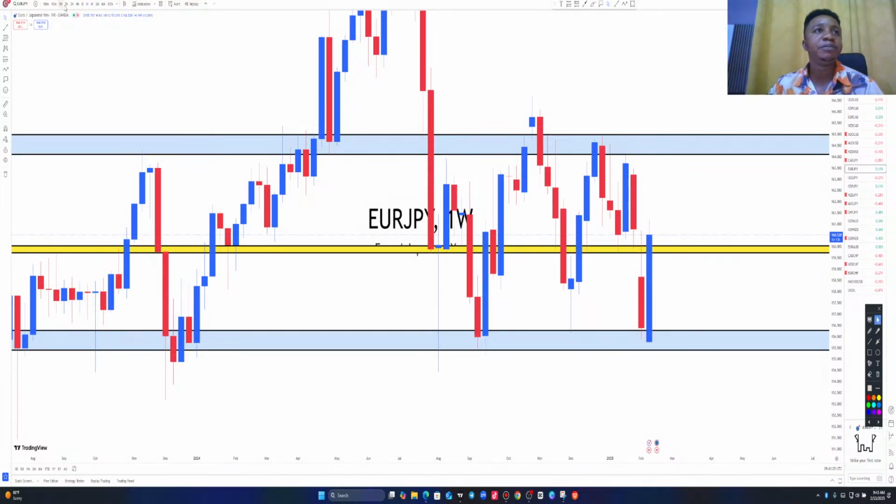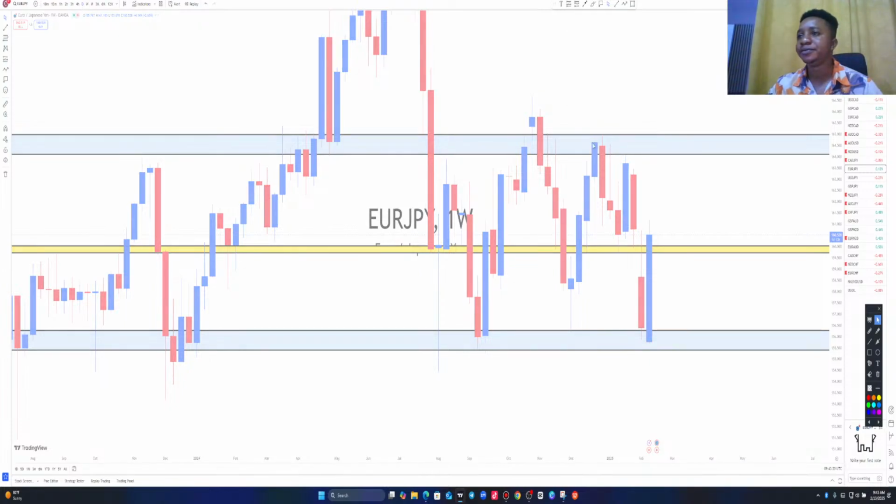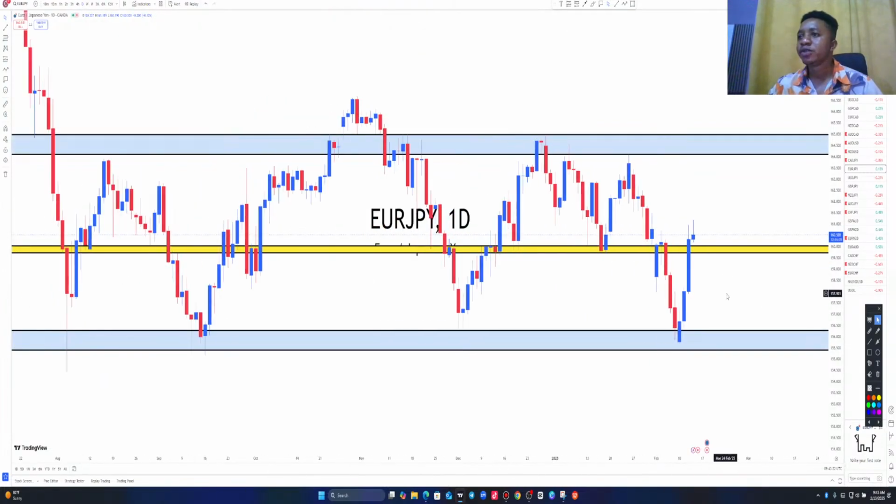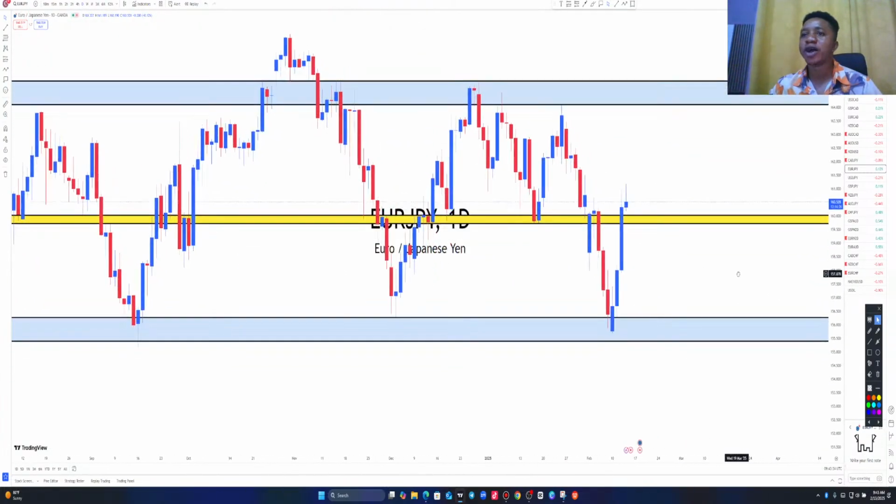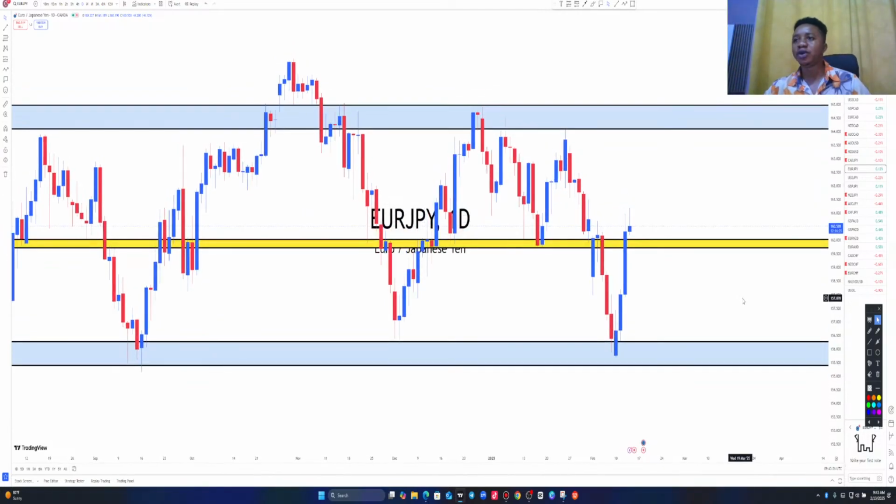So UJPY, let's take it again to the daily time frame. Okay, so this is the daily time frame of UJPY. Now if you look at UJPY on the daily time frame, what do you see? On the daily, price was in a downtrend, but it is now in an uptrend. Let me explain. Let me put a level here so you guys can understand what I mean.